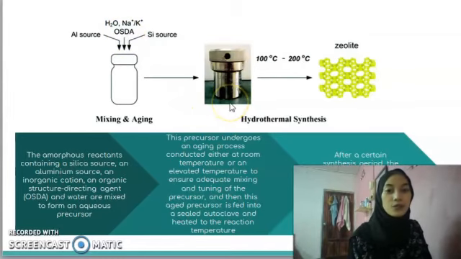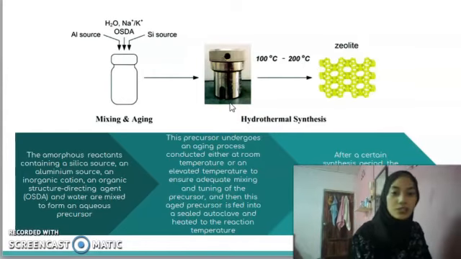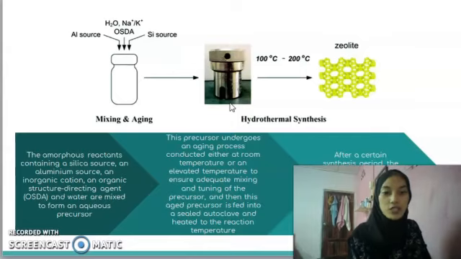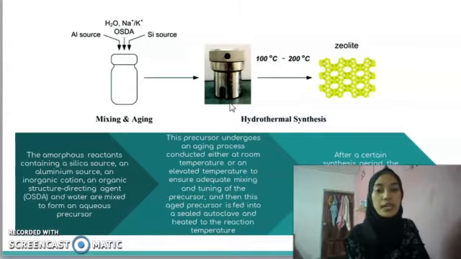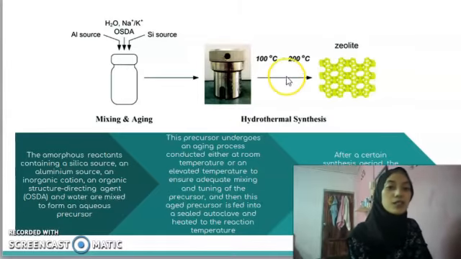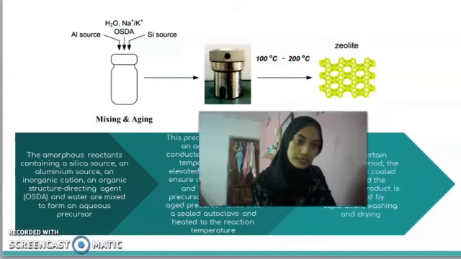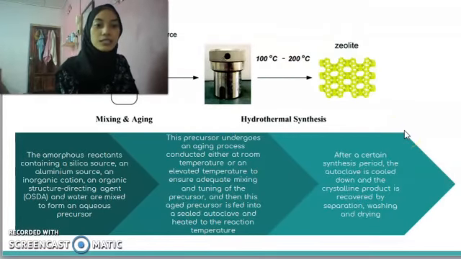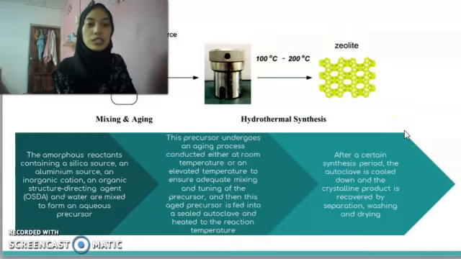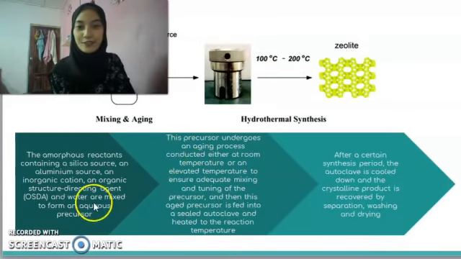This precursor undergoes an aging process conducted either at room temperature or an elevated temperature to ensure adequate mixing and tuning of the precursor. And then this aged precursor is fed into a sealed autoclave and heated to the reaction temperature, which is 100 to 200 degrees Celsius. After a certain synthesis period, the autoclave is cooled down and the crystalline product is recovered by separation, washing, and drying.